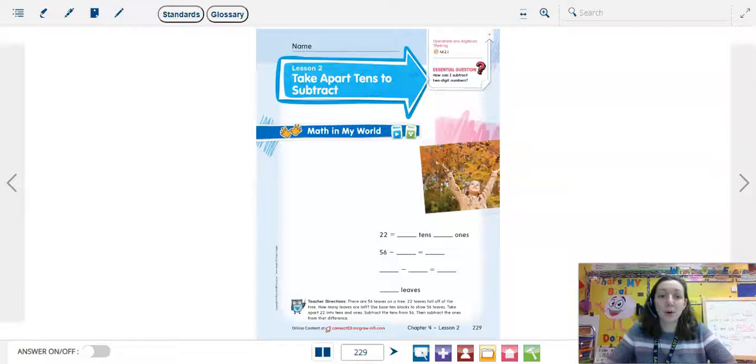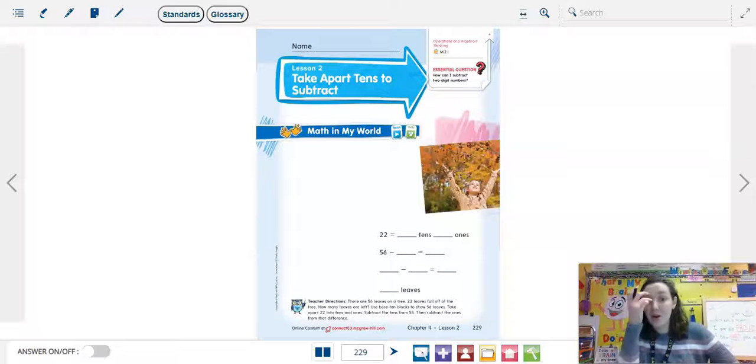Hey guys, today we're going to work with taking apart tens to subtract. This is similar to our making a 10 to add strategy, but slightly different because of course we're subtracting. This is lesson 2 of chapter 4, so open up to page 229 in your math book to follow along.